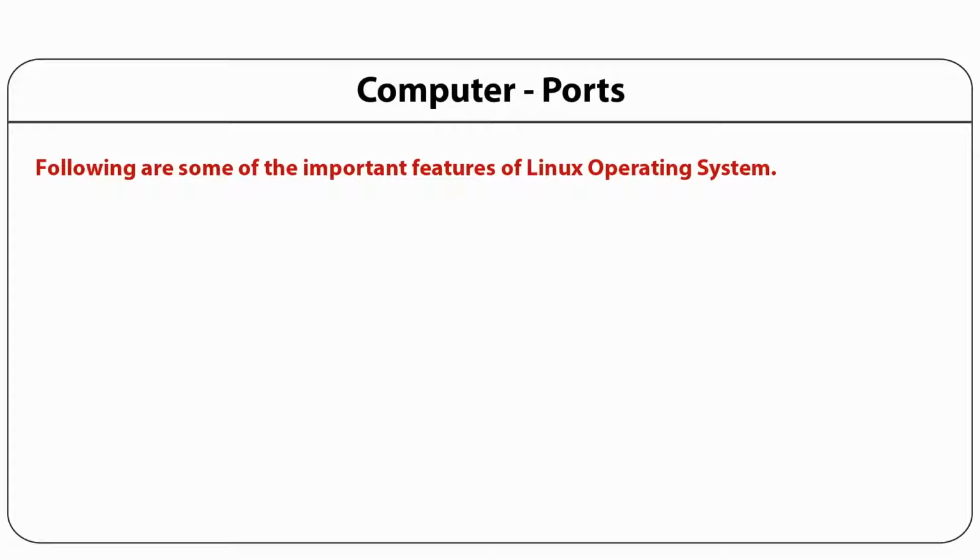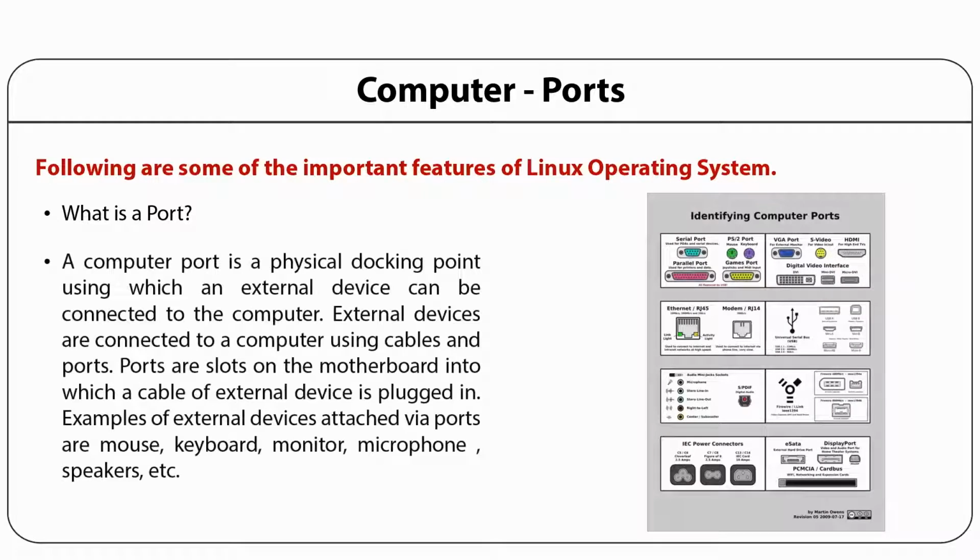Another important unit of a computer is a port. What is a port? A computer port is a physical docking point using which an external device can be connected to the system. External devices are connected using cables and ports. These are the slots on the motherboard into which the cable of the external device is plugged in. External devices attached via ports include mouse, keyboard, monitor, microphone, speakers, everything.